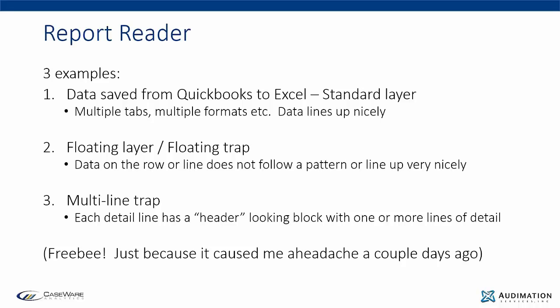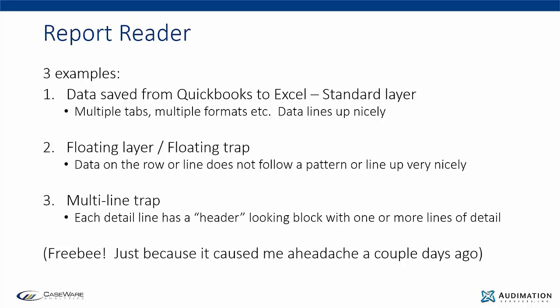The next thing we're going to try is one that's particularly troublesome. It's called a floating layer or a floating trap. If you've ever done PDF imports or report reader imports, you know typically the data lines up nice across the page in rows and down the page in columns. Well, a floating layer, the example I'm going to use, is like Windows event log information, where you've got the IP address and the date and the time, and some IP addresses are longer than others and some URLs are longer than others, so it kind of floats left and right across the page.